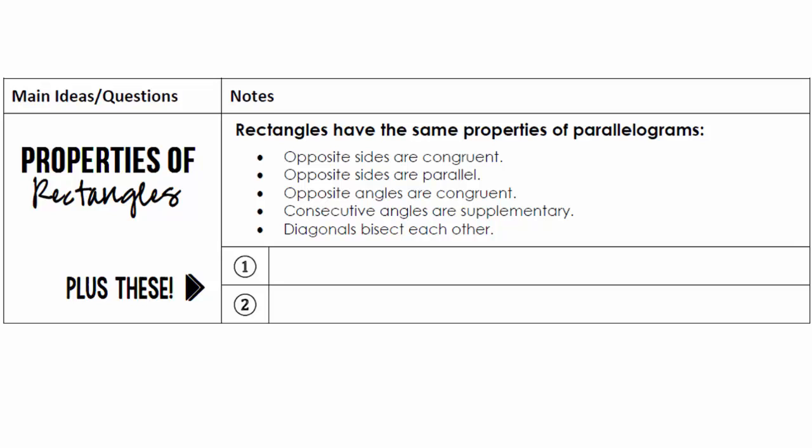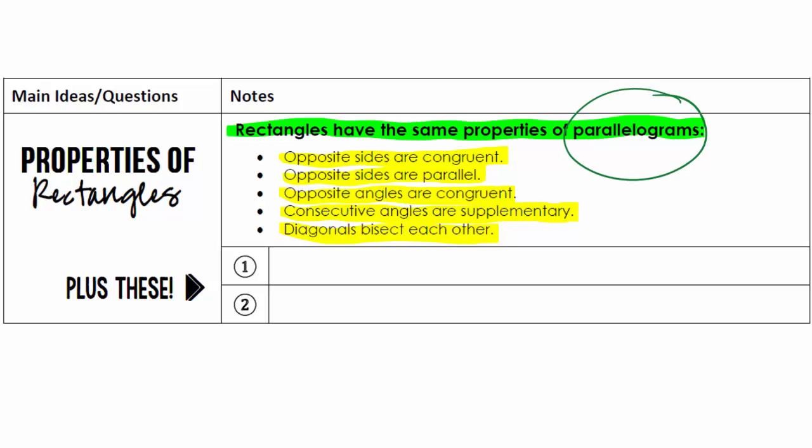But let's get started. If you notice up here, rectangles have the same five properties of parallelograms that we talked about earlier. Opposite sides are congruent in a rectangle. Opposite sides are parallel in a rectangle. Again, the consecutive angles are supplementary, and the diagonals bisect each other. So everything that we talked about with parallelograms holds true for rectangles.